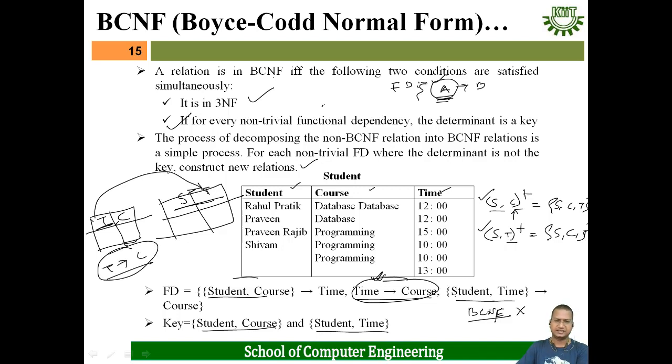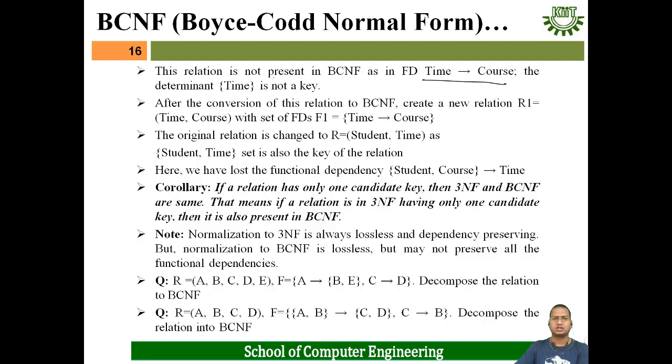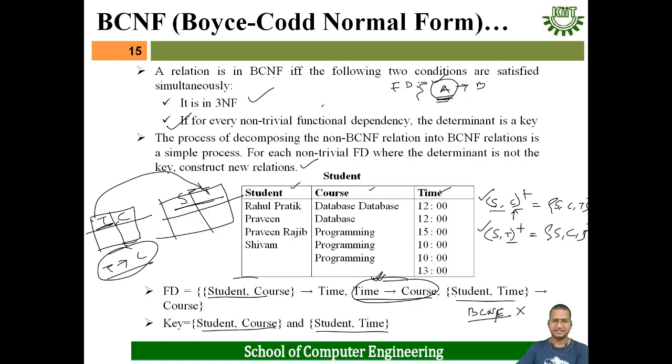In this case, the set has the functional dependency time to course. The original relation is reduced to student and time, and student and time together are also the key of the relation. We have lost the functional dependency student course to time. In this case, just see the functional dependency student time to course. That means student time to course is preserved. We can see that functional dependency can be preserved.